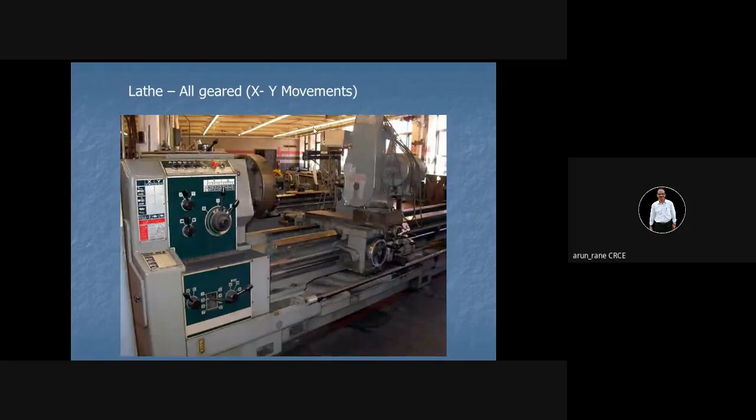Now there is a mistake here. There are no X and Y movements. In this lathe machine, this axis is called the Z axis, and this axis is called the X axis. Always remember, the longitudinal axis is Z and the cross axis is X, always.